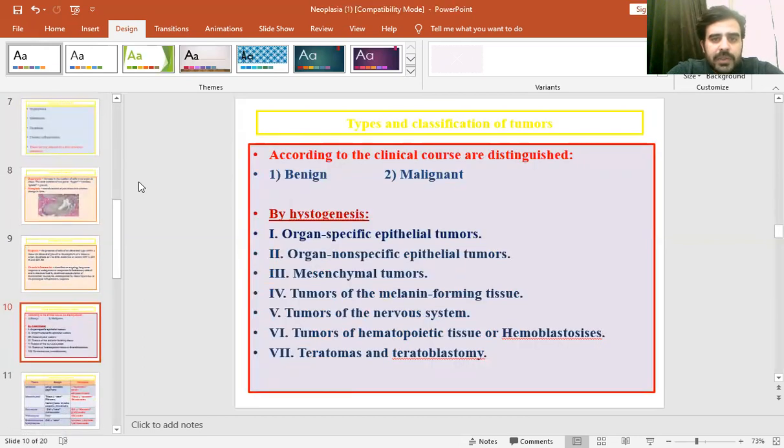Types and classification of tumors. We have two types of classification for tumors: according to the clinical course or by histogenesis. According to the clinical course, there are two types, benign and malignant. Benign, in which there is no metastasis, and malignant, in which there is metastasis. By histogenesis, we have organ-specific epithelial tumors, organ non-specific epithelial tumors, mesenchymal tumors, tumors of melanin-forming tissue, tumors of the nervous system, tumors of hematopoietic tissue or hemoblastoses, teratomas and teratoblastomas.